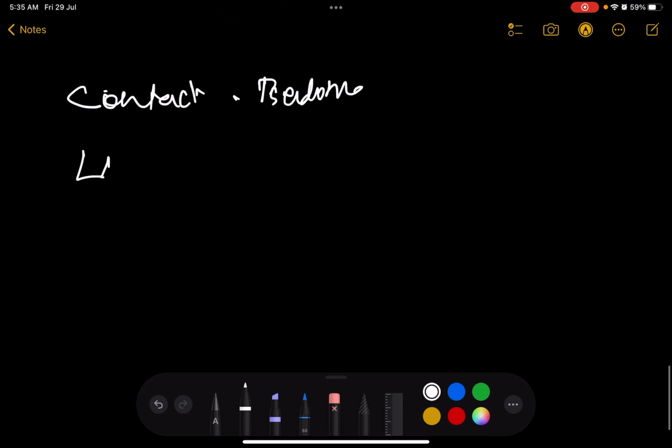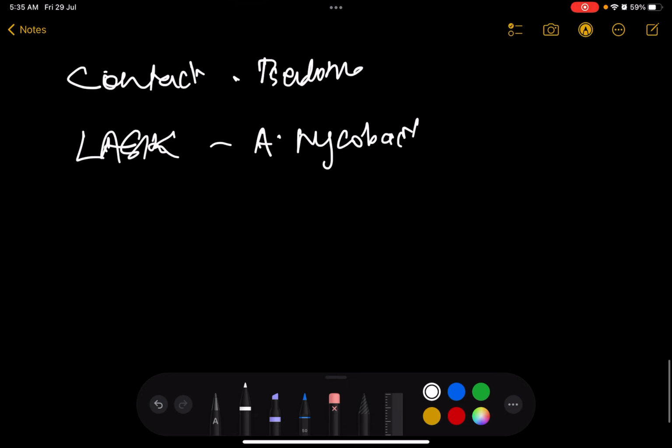Let's say you get a LASIK done. If you get a LASIK done, obviously your corneal thickness has been reduced, so you have an increased chance of getting an ulcer. So you have an atypical mycobacterium. All right, interesting. And what about the next?